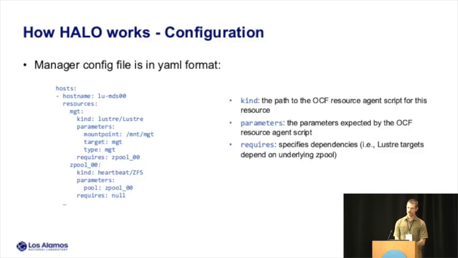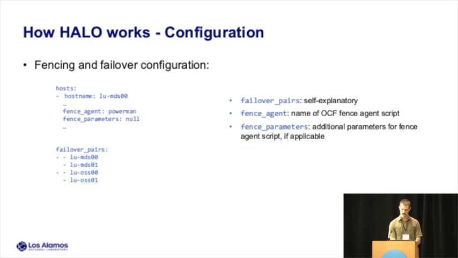Okay, so what if you actually want to start using Halo on one of your systems? How would you do that? The first thing is setting up the configuration. The config file is a YAML file. It's designed to be hopefully easy to read and understand and edit by hand if you need. I'm not going to go into the details of all the fields in the YAML file, but basically it has information on what your resources are and what nodes they run on and such. Fencing and failover information is also in that YAML config.